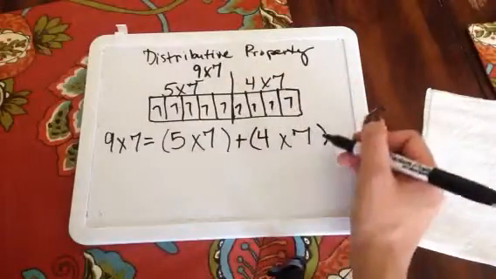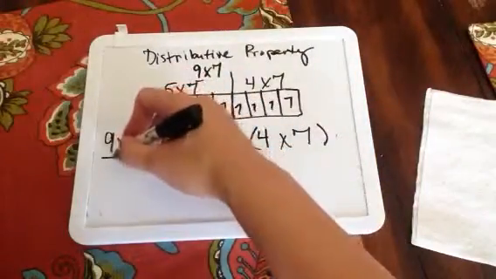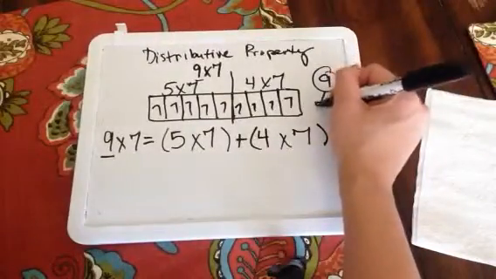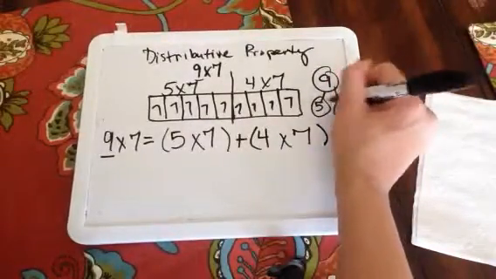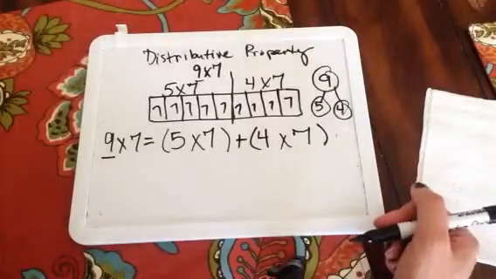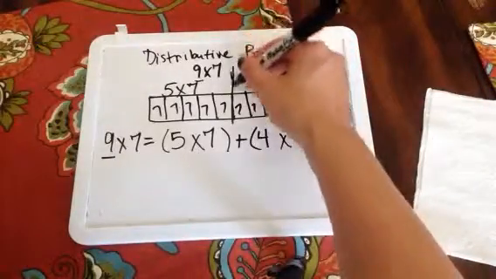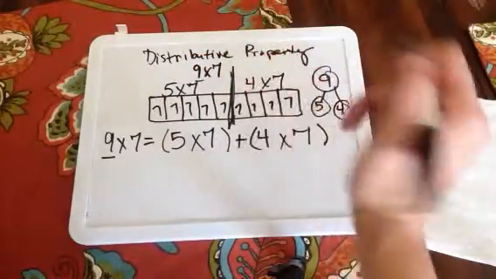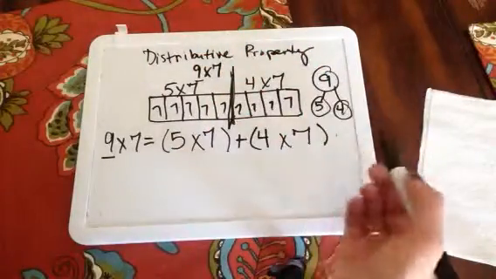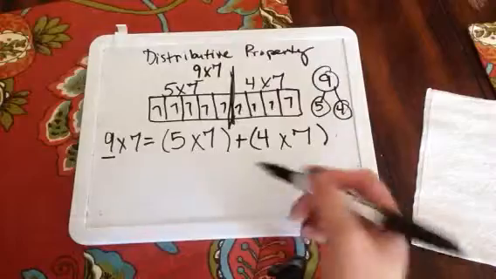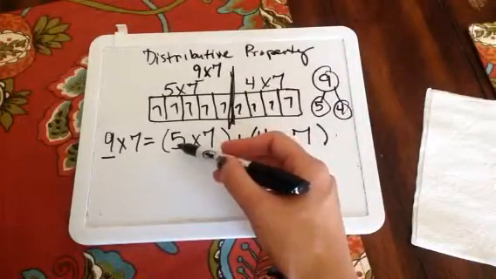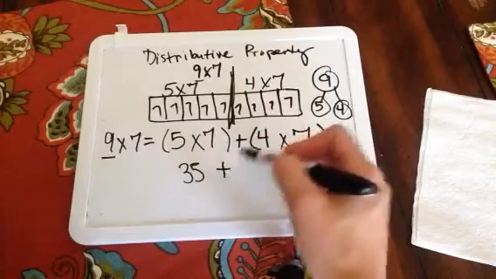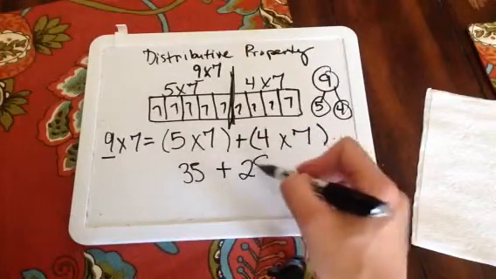The size stays the same, but the number of groups is decomposed. So you can also think that that is 9 like that, right? 5 plus 4 equals 9. So you see how I drew this, and that shows me that here's 5 times 7, here's 4 times 7. So now all you have to do is solve. So in the parentheses, 5 times 7 we know is 35, plus 4 times 7 is 28.